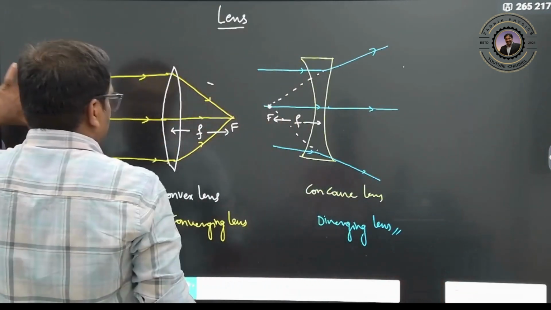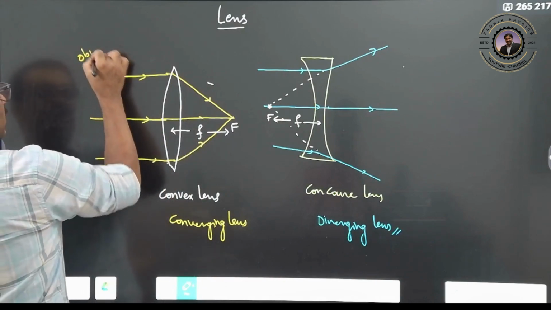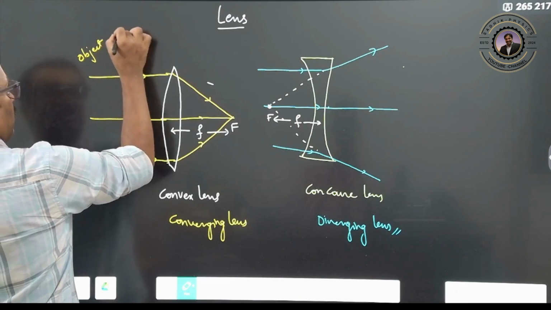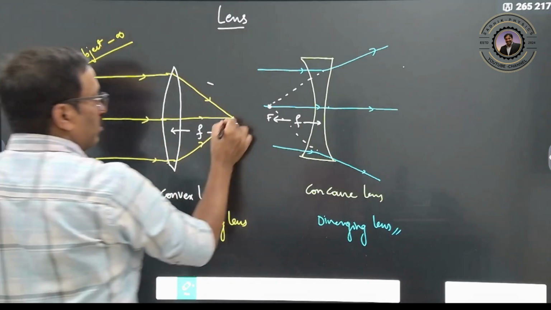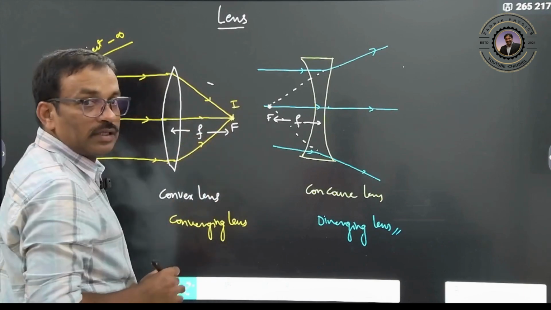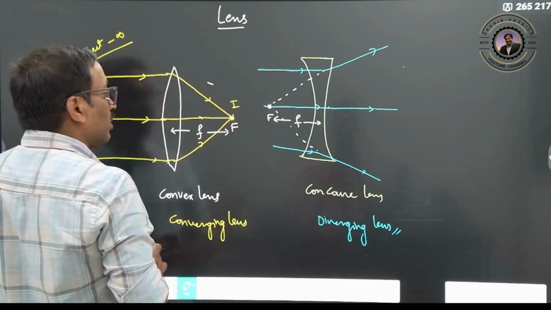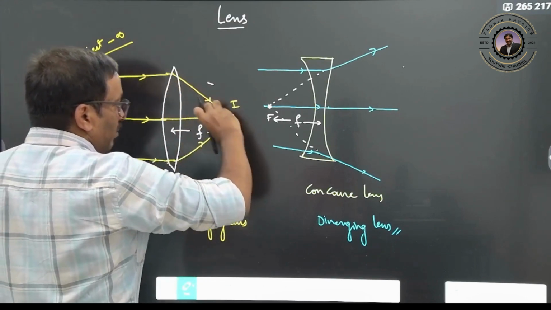So if an object is at infinity, where will the image be created? Here the image will be created. This is your image. How is the image? The image is like a point size. Clear? So how is that image there now? These real light rays are coming and falling on this one.